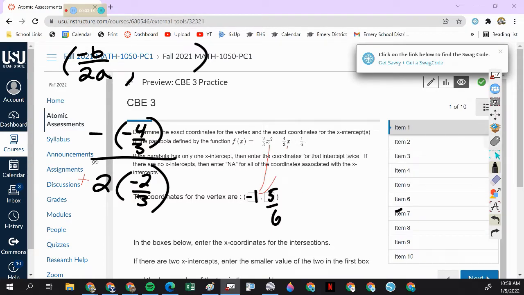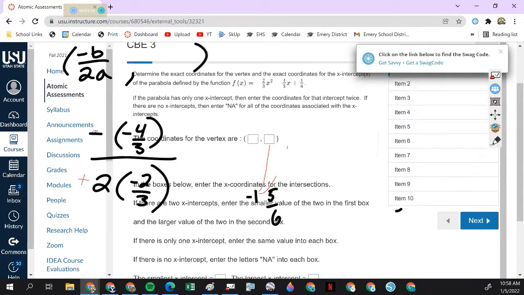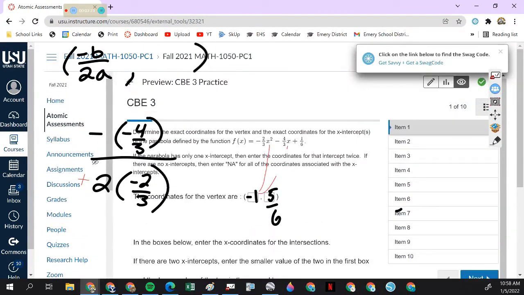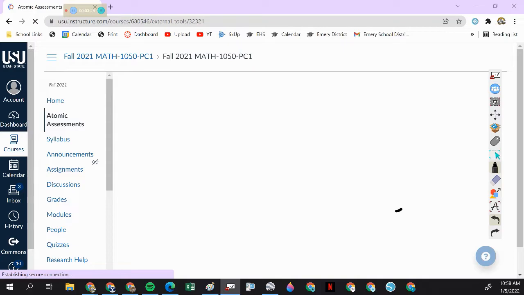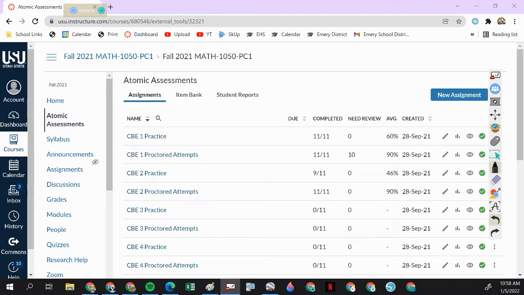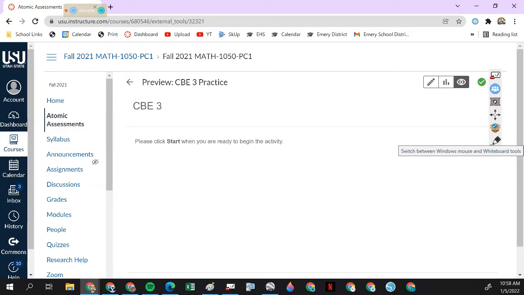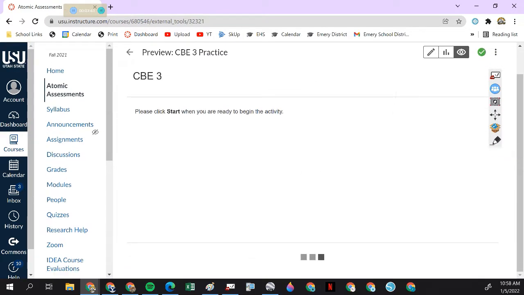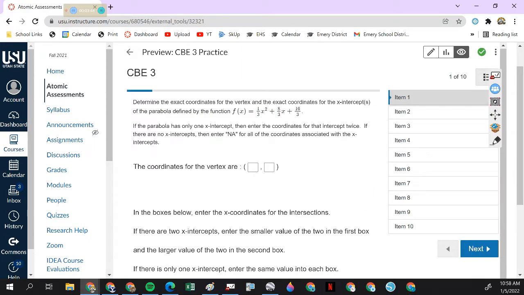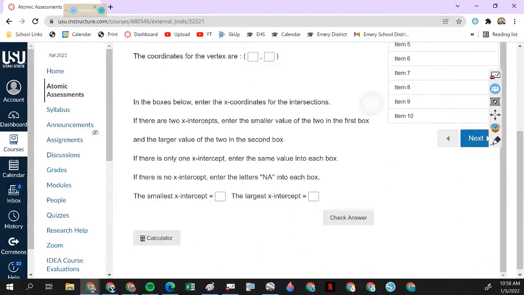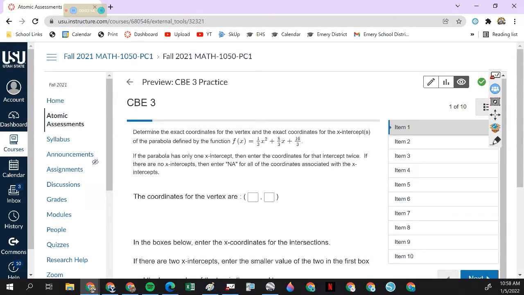Now it wants to know the x-intercepts. How are we going to find that? Oh, what did I do? Loading assignments. Let's go back to wherever we were. It's probably going to give me a different problem. Oh. Anyway, new problem.